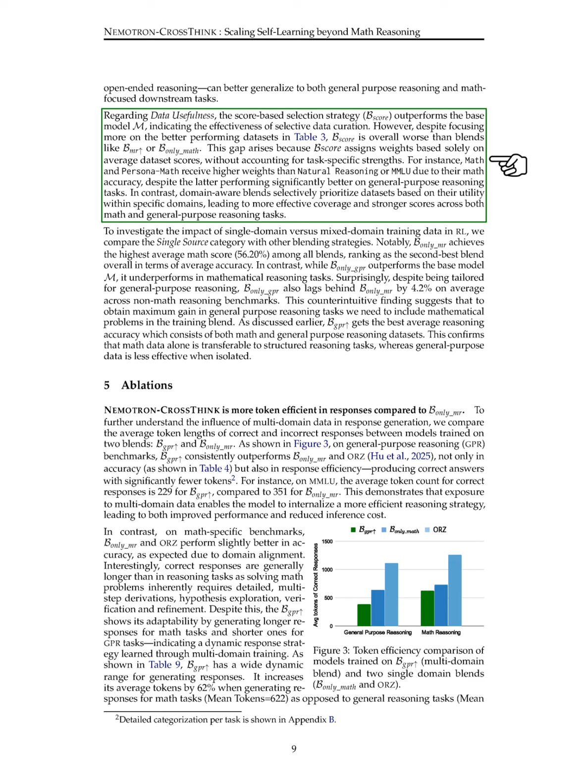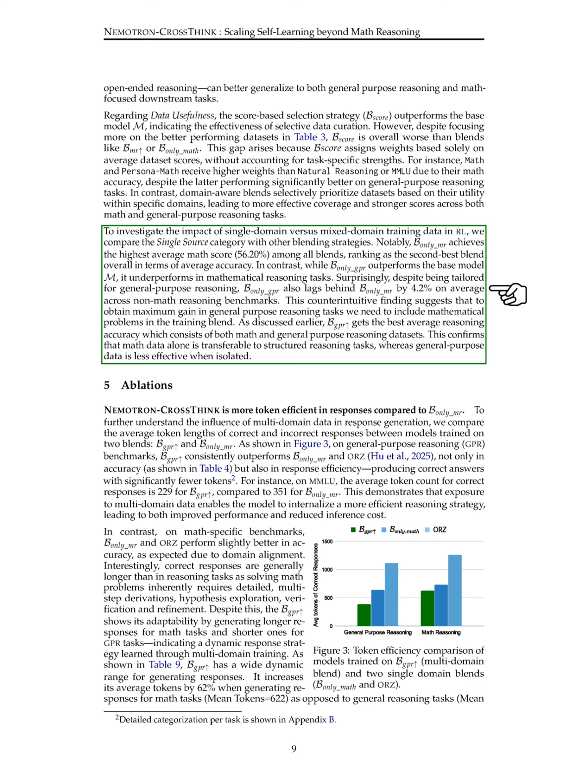In our investigation of single-domain versus mixed-domain training data, we find that B_only_MR achieves the highest average math score among all blends, ranking second overall in accuracy. In contrast, while B_only_GPR outperforms the base model, it underperforms in math reasoning tasks. Surprisingly, B_only_GPR also falls short compared to B_only_MR in non-math reasoning benchmarks. This suggests that including math problems in the training blend is crucial for maximizing gains in general-purpose reasoning tasks.